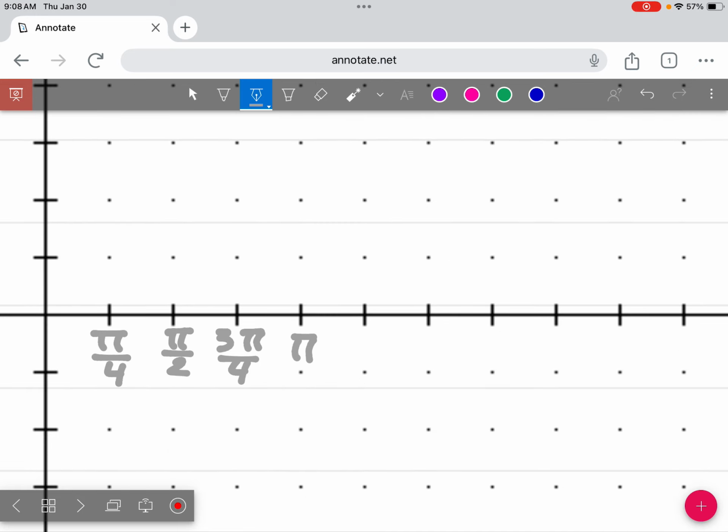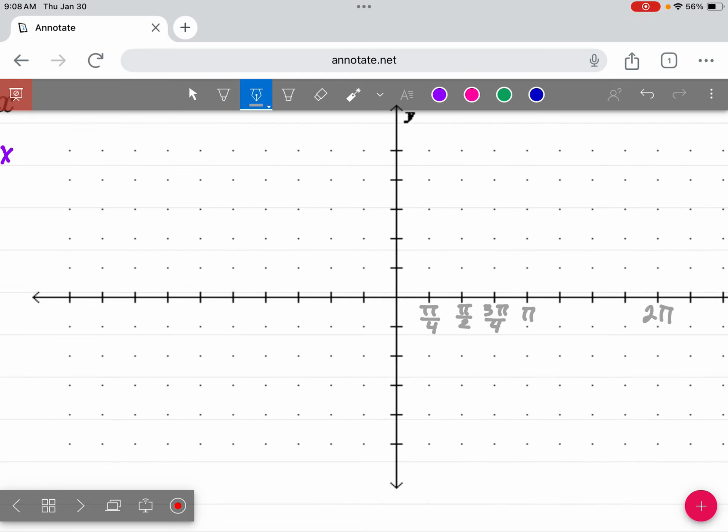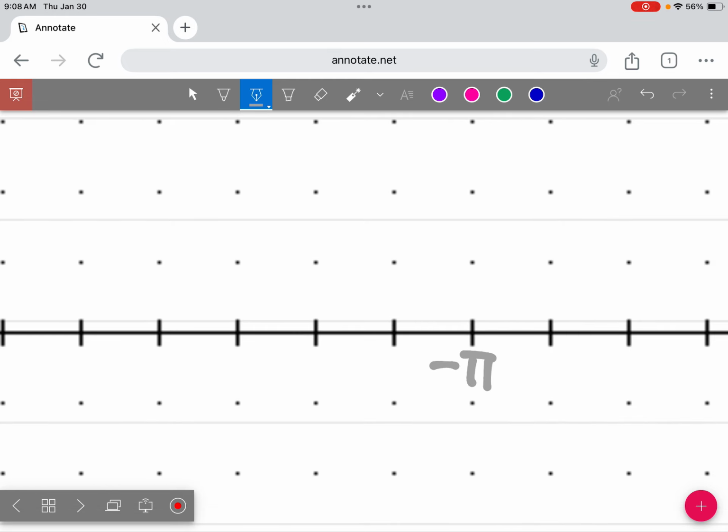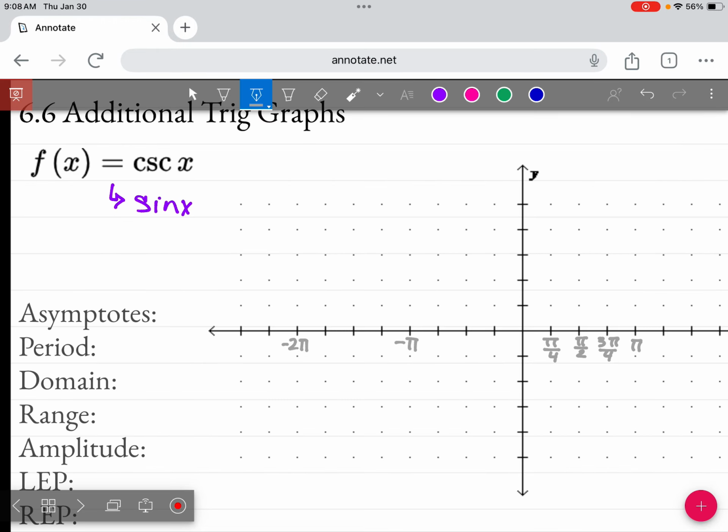But I don't want to have to number all of them because that's a lot. 1, 2, 3, 4. We got 2 pi. 1, 2, 3, 4. Minus pi. 1, 2, 3, 4. Minus 2 pi. So just numbering my x-axis out here. We okay? We good?